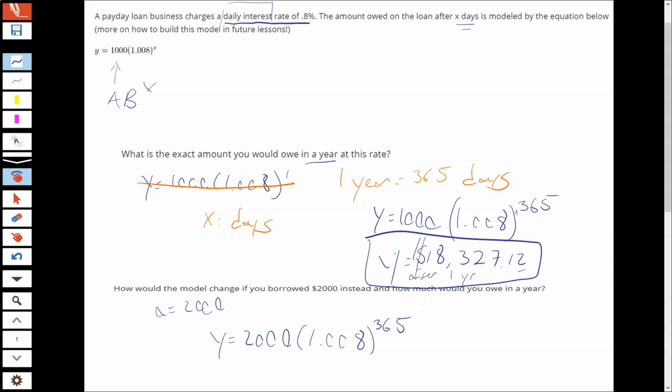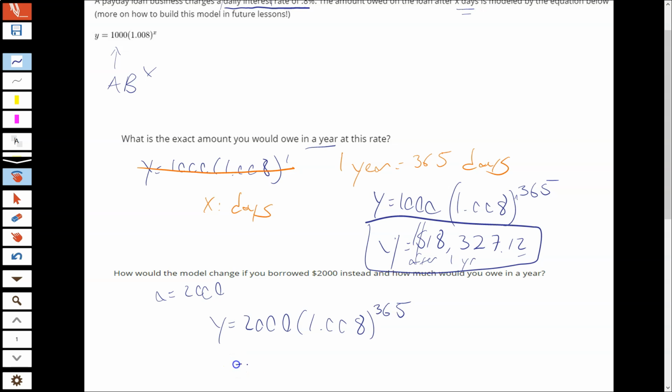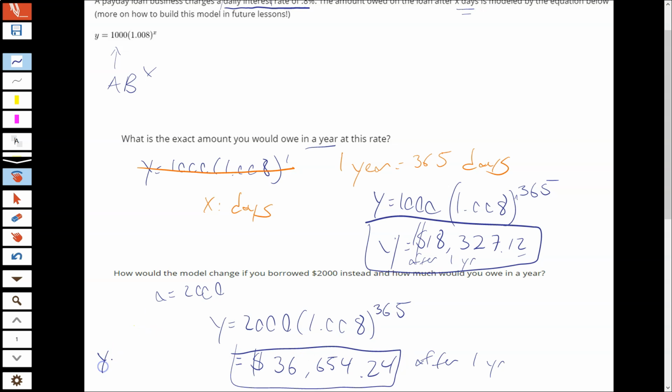And again, I'll just type that into my calculator exactly as I see it. And what I get here is $36,654.24. And again, I'm rounding here to the nearest cent. Okay. And notice that's twice as much as I had before. So that makes sense. We could say dollars after 1 year. In your next lesson, you're going to tackle some similar questions. Remember, all of these follow this model. So this is sort of our guiding form here for these lessons.